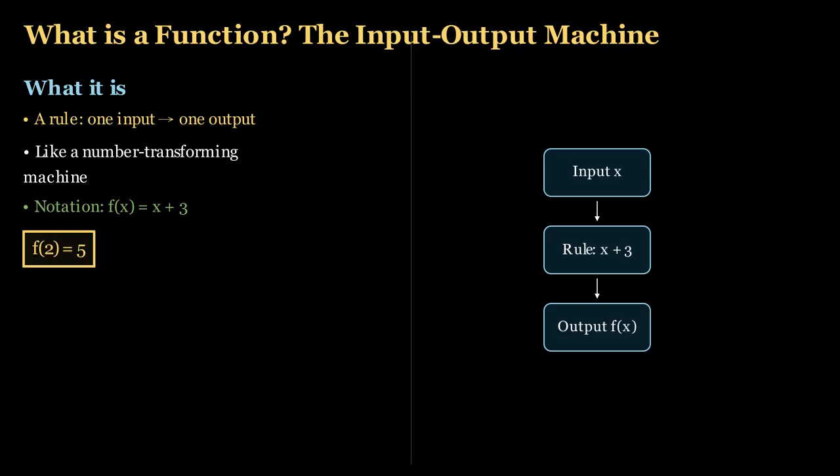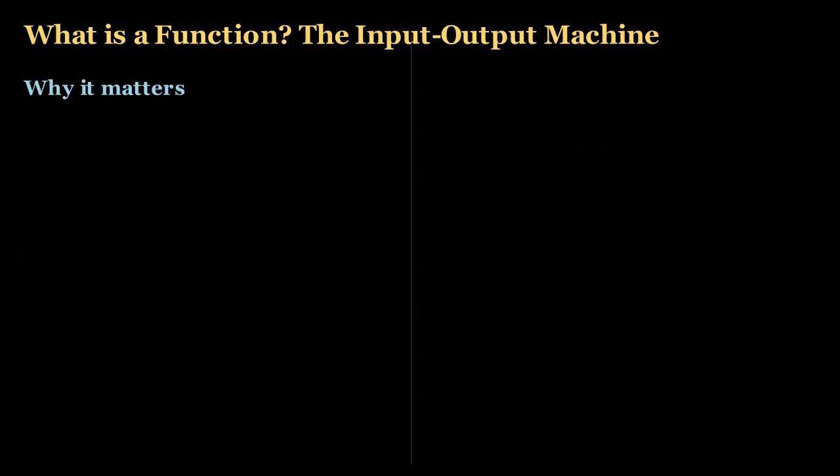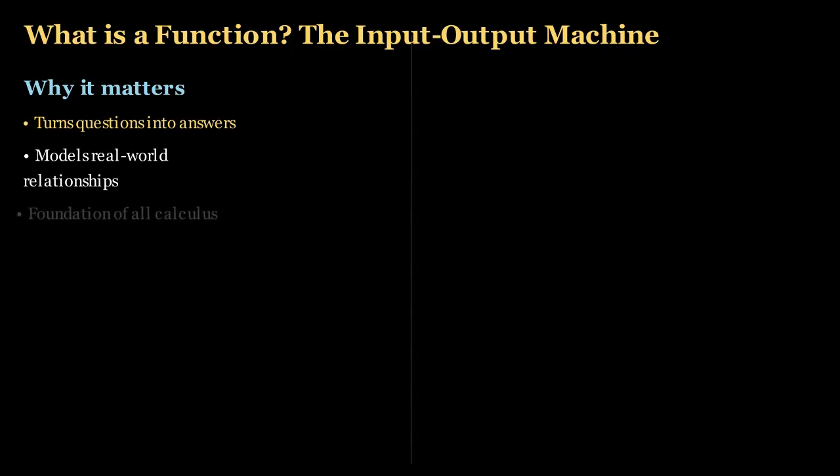Why do we care about a box that changes numbers? Because the world is full of relationships where one thing depends on another. If you know how many hours you work, a function tells you your pay. If you know the side of a square, a function gives its area. A function turns a question, what is the input, into a precise answer.